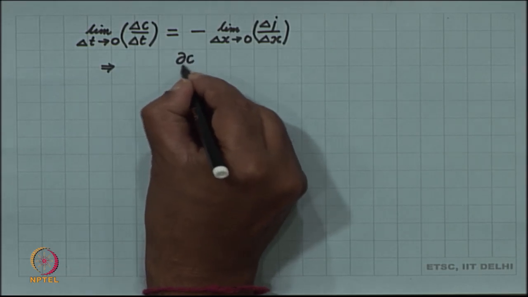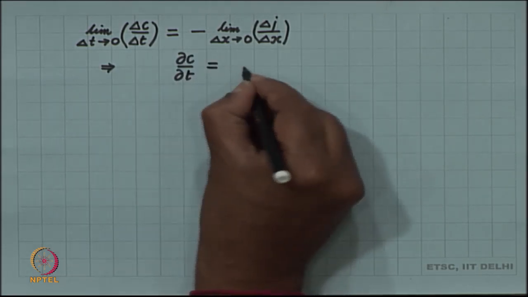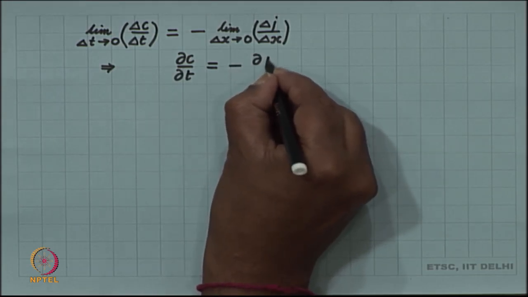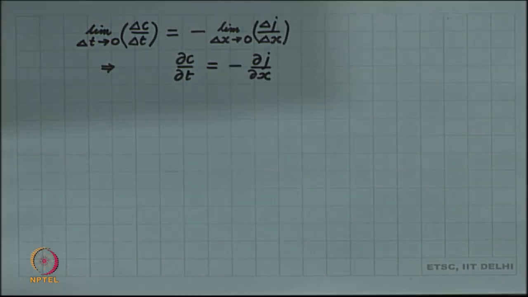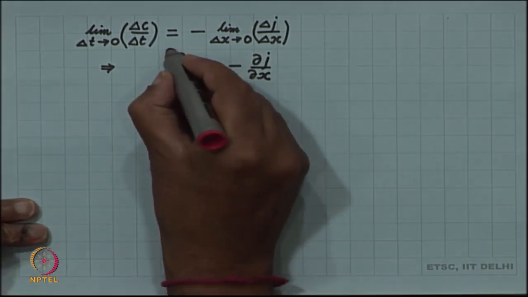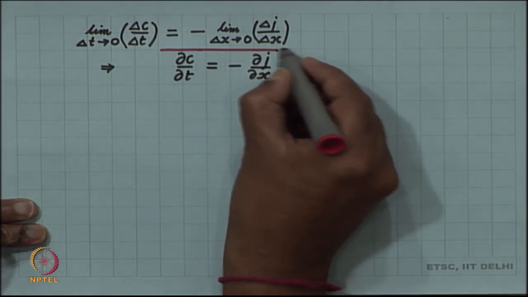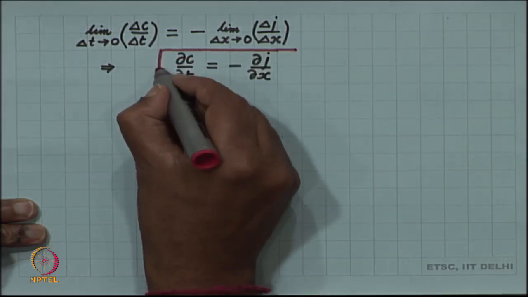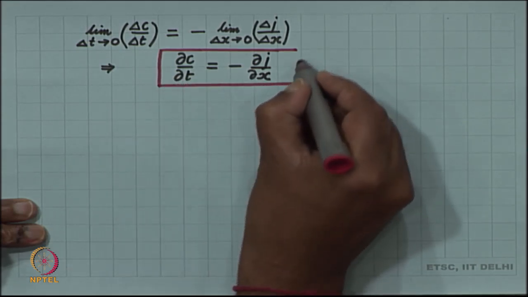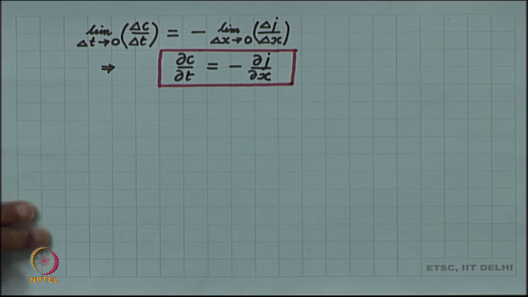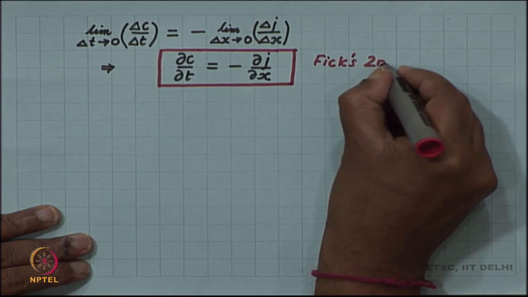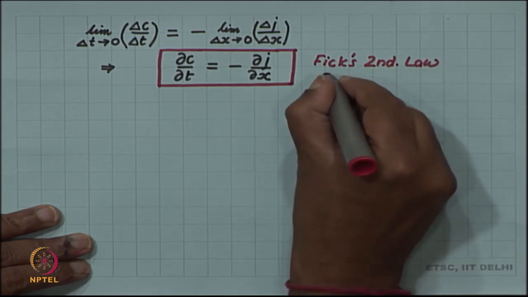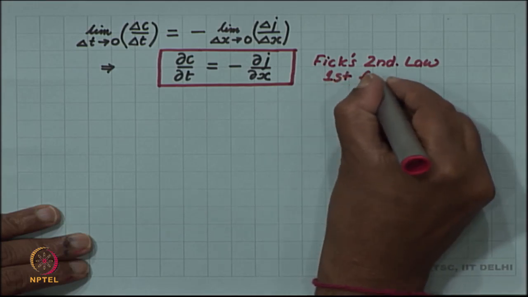We now have del C by del t is equal to minus del j by del x. So, this is one of the forms of Fick's second law. So it's saying that rate of change of concentration with time is the negative rate of change of flux with space. So this is one form of Fick's second law. Let's write it. Fick's second law, first form.